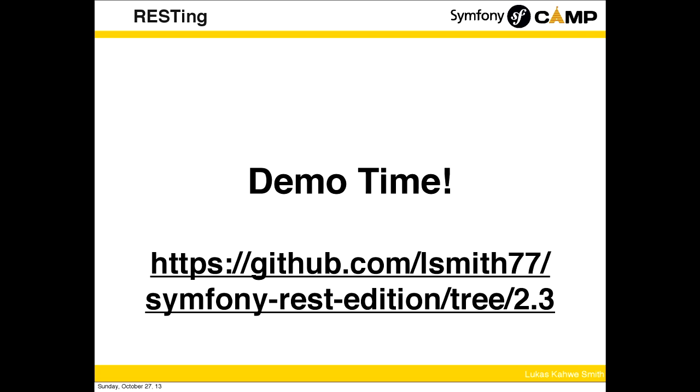So there's the Symfony REST edition that a guy from Berlin created. I did a little fork, basically updating it to Symfony 2.3, fixing some issues and adding some features. Yeah. So let's go and look at some code.